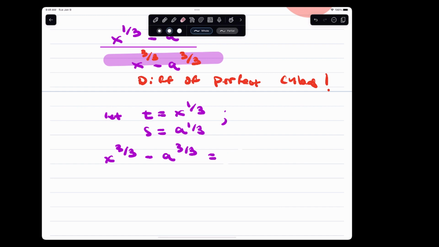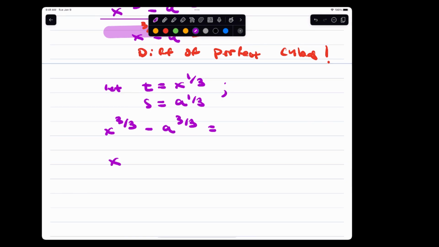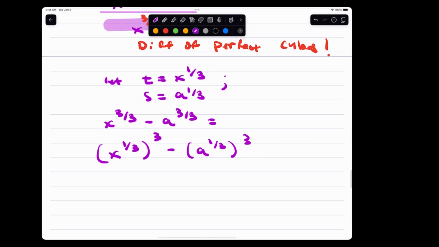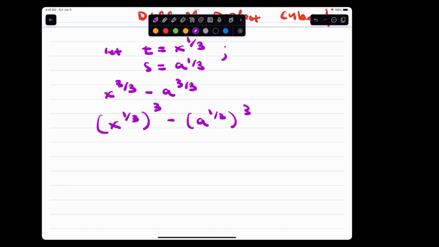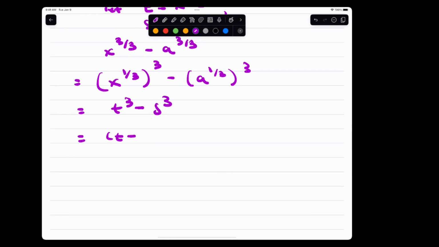Is that true? Maybe you say, I don't even know. Okay, let's do every gory detail. This is going to be x to the 1/3 cubed minus a to the 1/3 cubed. And that's going to be T cubed minus S cubed. So do you guys believe me now if I say that's the difference of perfect cubes? Can you factor this? T minus S, times T squared plus TS plus S squared. Are you guys okay with that one?